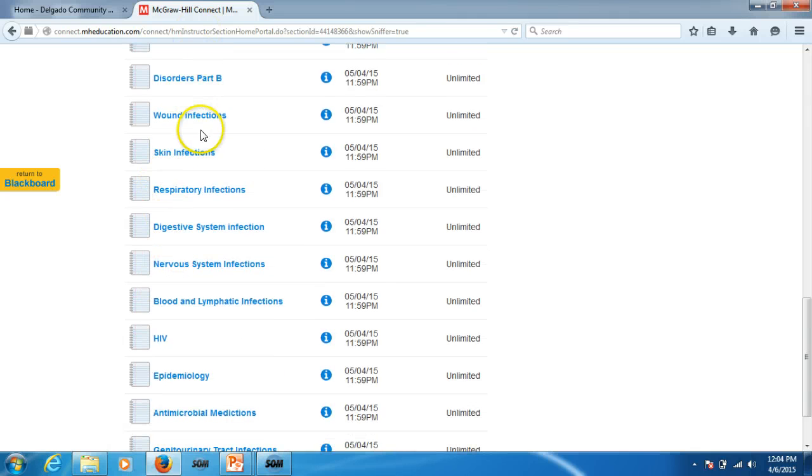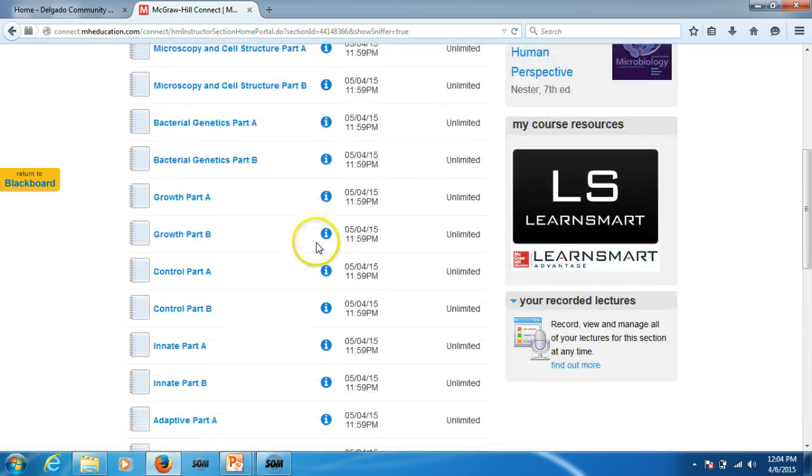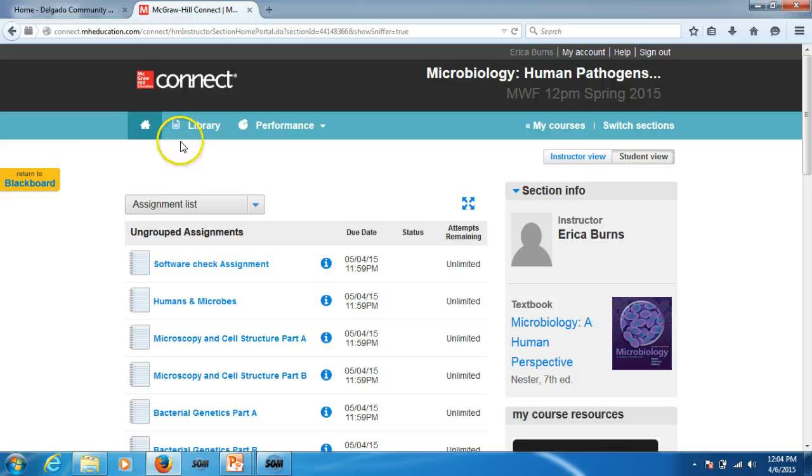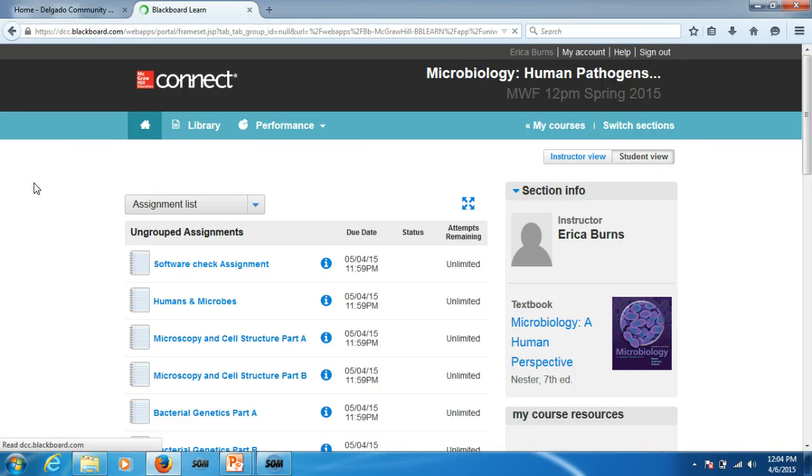And then we have, as you see, the next couple, we'll finish up wound today, we'll hopefully start skin, and then respiratory is going to be our test 3, and then digestive, nervous, and blood and lymphatic is going to be our test 4, right? And again, we're going to follow those objectives. So I'm going to return to Blackboard.